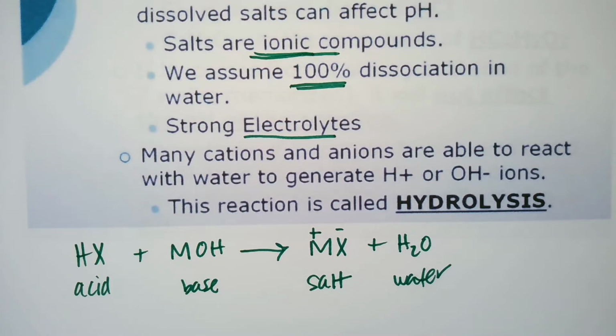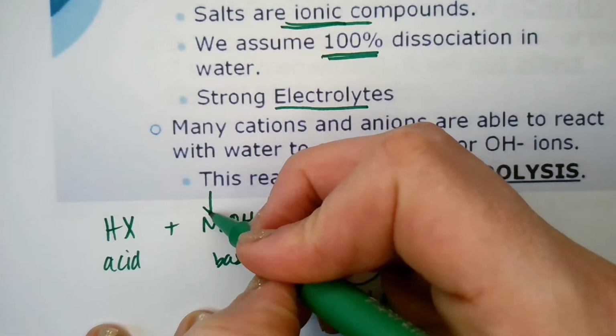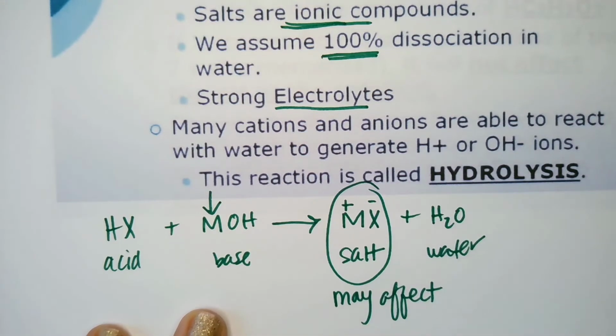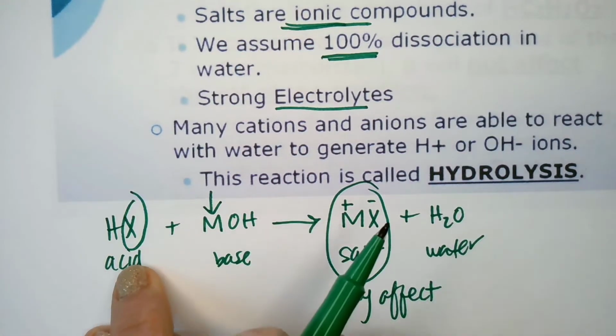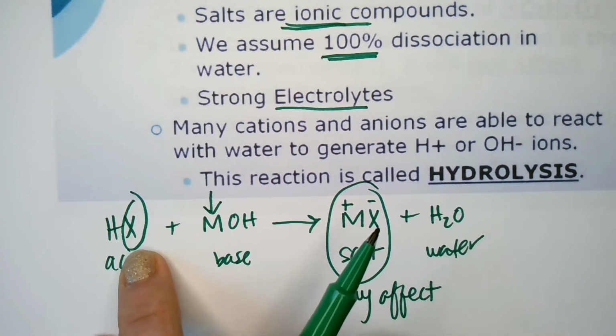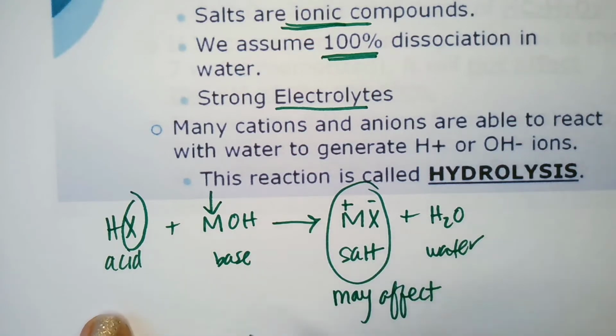So we have to discuss how we would know. Many cations, and here's the cations of a base, that's the positive ion, right here, many cations and anions, that's the negative ion of the acid, are able to react with water to regenerate either the acid proton or the base ion. And this reaction is what we call hydrolysis, simply adding water.